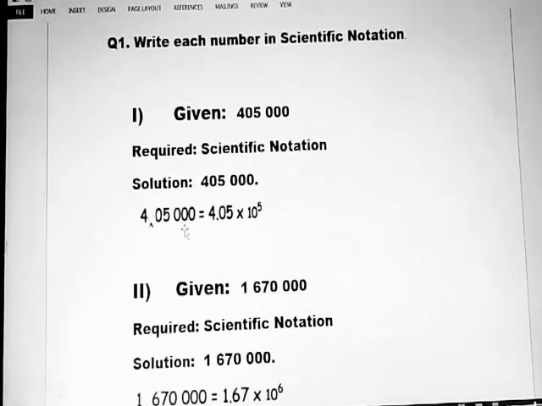So write this in scientific notation. We count the number of digits between the new position of decimal point and the original position of decimal point. Look at 1, 2, 3, 4, 5. So these are 5 digits. So we write 4.05 multiplied by 10 power 5. So that is the scientific notation.